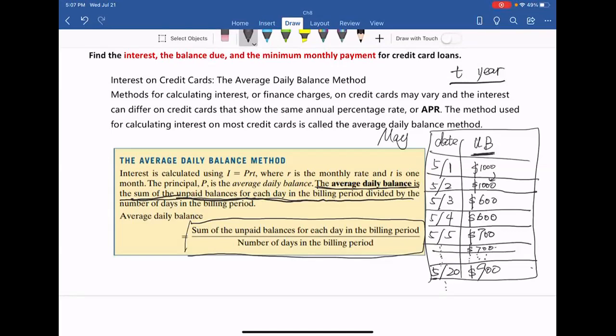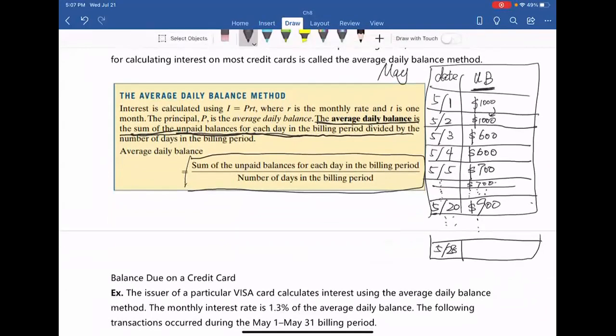So you keep going, you didn't do anything, or you make some payment, until May 28th. Until May 28th, your unpaid balance is $1,500. In the following days until the last day of May, May 31st, you didn't do anything, so the unpaid balance is 1,500.